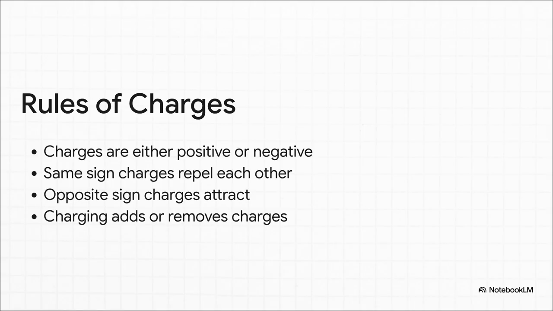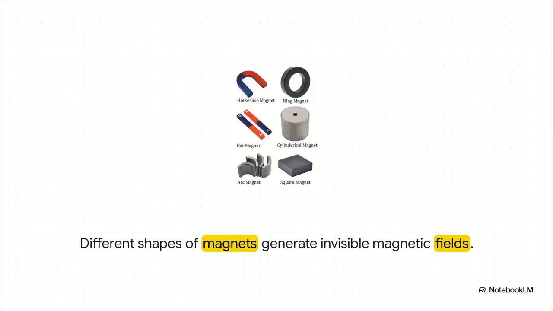That's the whole mechanism. And just like those electric charges, diverse shapes of magnets generate their own invisible magnetic fields that exert powerful forces. From the classic horseshoes and bars to cylinders and rings, the physical shape might change, but the underlying rule doesn't. And here's where it gets wild. Electricity and magnetism are intimately linked. A moving electric charge actually creates a magnetic field, and these magnets interact right back with those exact same fields.